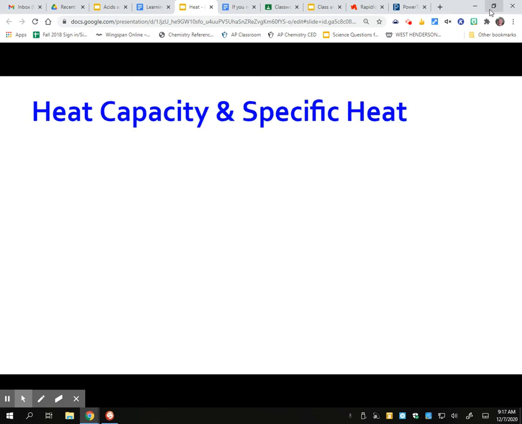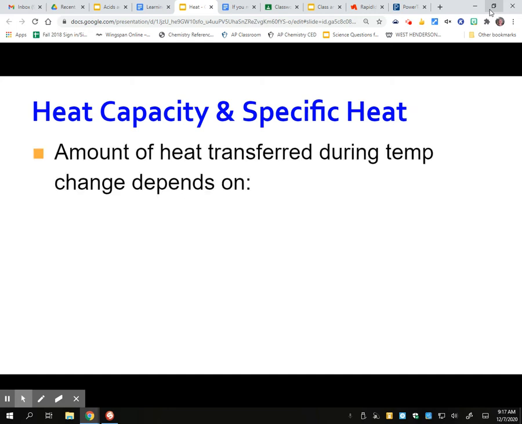Well, that has to deal with a substance's heat capacity or specific heat. The amount of heat transferred during a temperature change depends on three things. The first one is the nature of the material changing temperature.